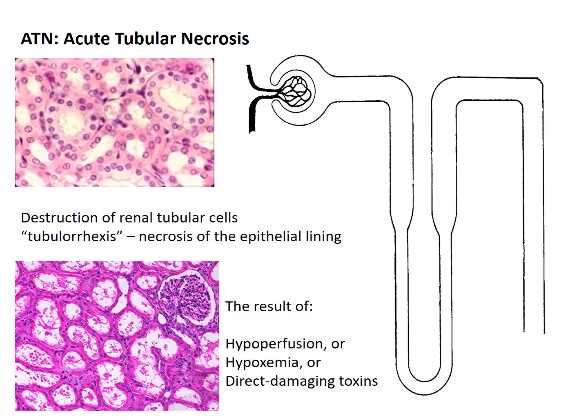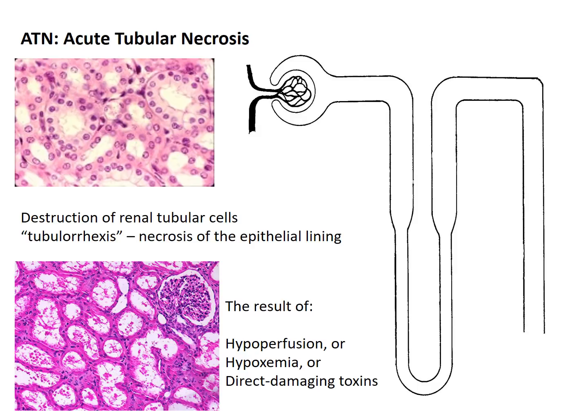All right, ATN. Let's talk about an intrinsic problem, ATN, acute tubular necrosis. And that means the destruction of the renal tubular cells. Another term for that is called tubulorhexis. Again, necrosis or destruction of the epithelial lining of the nephron.